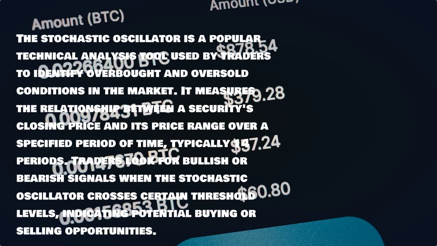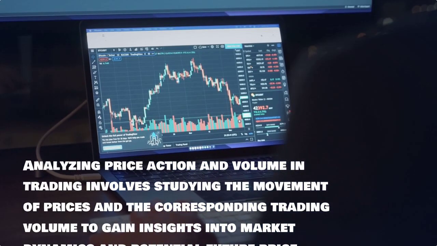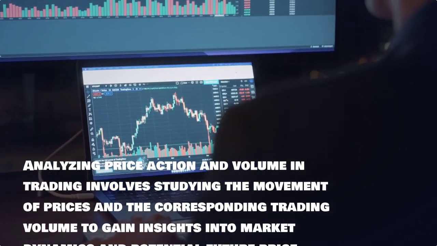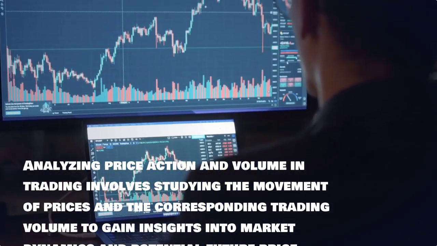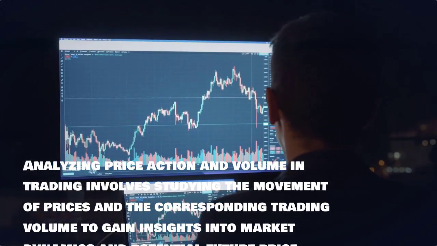buying or selling opportunities. Analyzing price action and volume in trading involves studying the movement of prices and the corresponding trading volume to gain insights into market dynamics and potential future price movements.